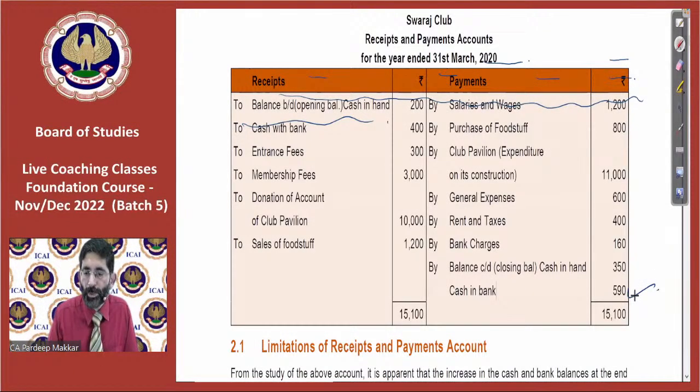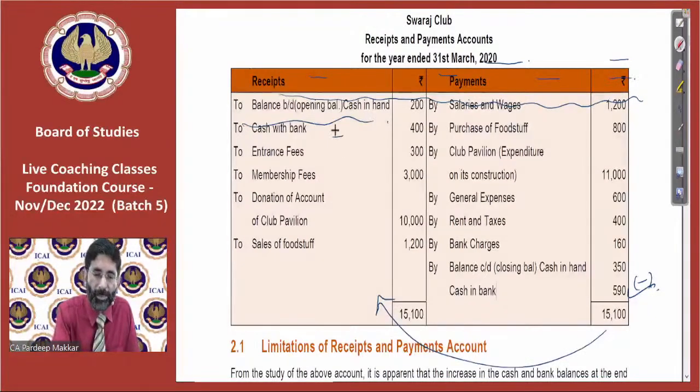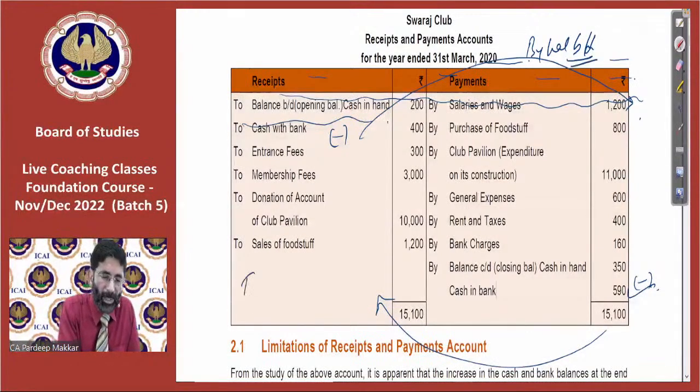This may be negative or positive. If it is negative, it will be entered in credit side. If it is negative, it will be entered in debit side. So that may be there. There's no problem. Like you will do by balance brought down to balance.